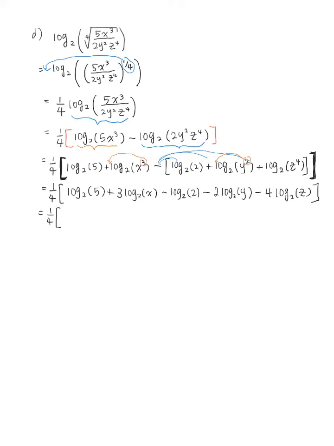Okay, can I simplify log base 2 of 5? No, because I cannot write 5 in terms of base 2. So leave it alone. And then 3 log base 2 of x. You can't do anything to that, so leave it alone. All right, now let's talk about log base 2 of 2. Do you remember what that's going to be? It's 1. So this is going to be 1. And then minus 2 log base 2 of y. Can't do much to it, so I'm just going to leave it alone. And then similarly for the last term, 4 log base 2 of z. Bracket closed.